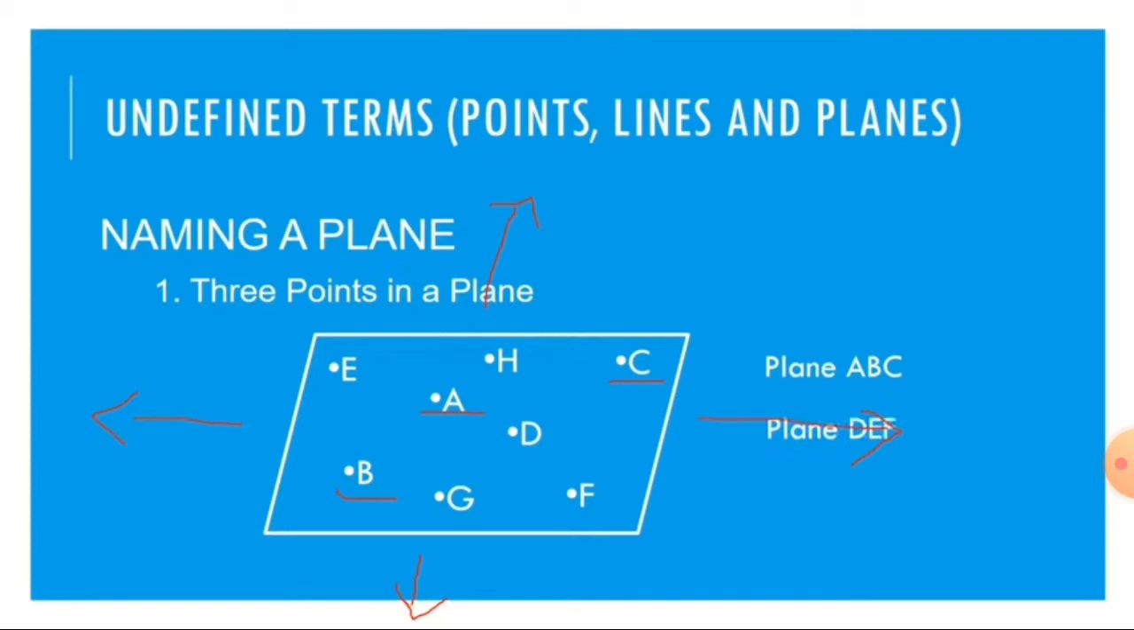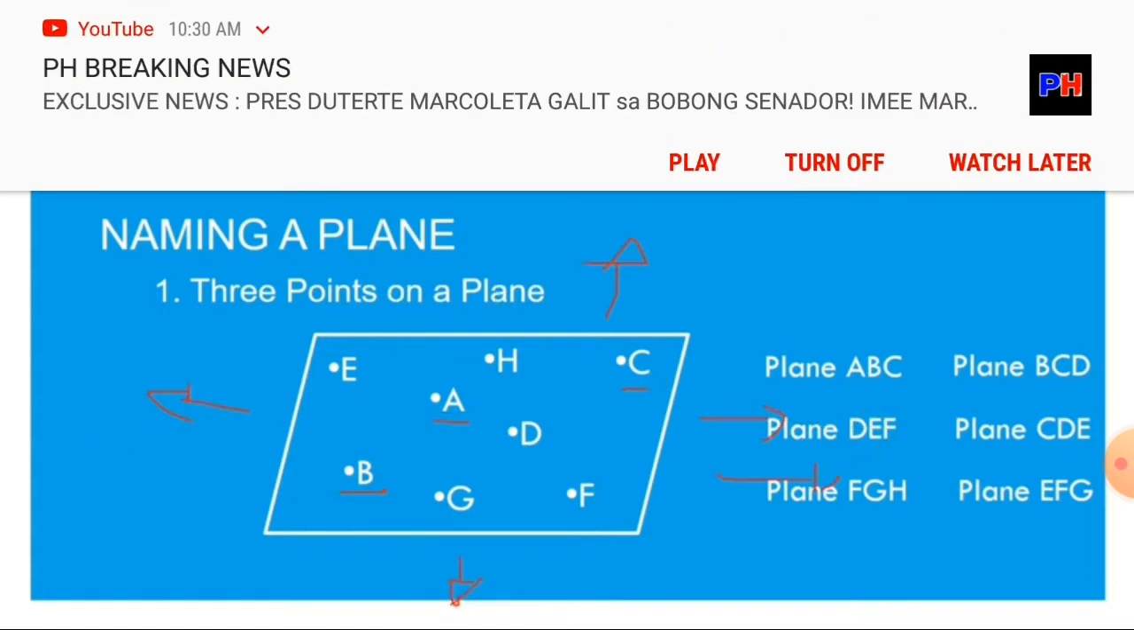Pwede rin maging name ang plane DEF kasi si D, si E at si F ay nasa loob ng iisang plane. Pwede rin plane FGH. Meron pa ba? Yes, madami pa. So tulad ni plane BCD, plane CDE, plane EFG, and there's a lot of names of plane that we can consider with this. So there's another way to name a plane.